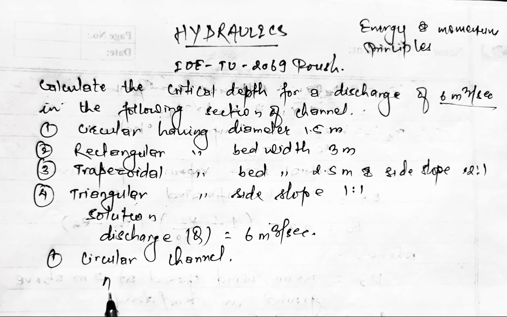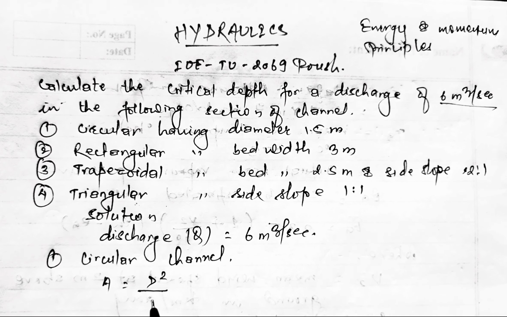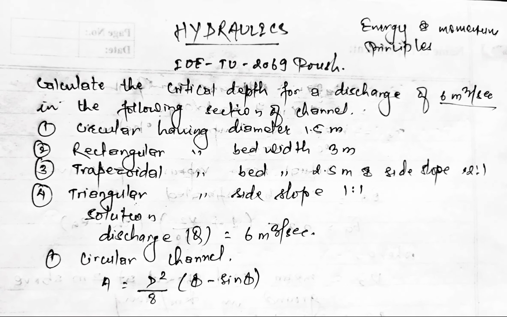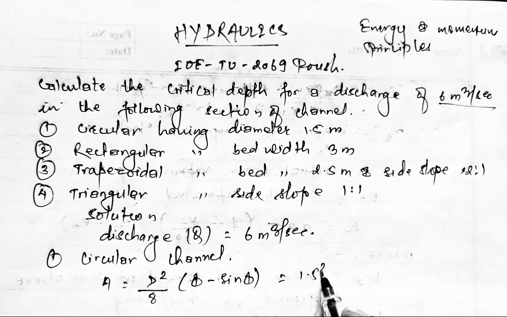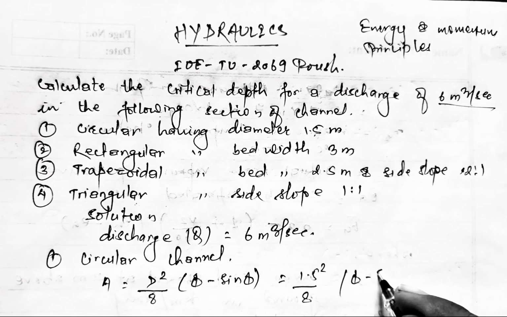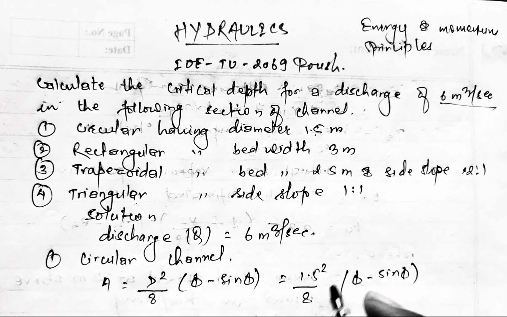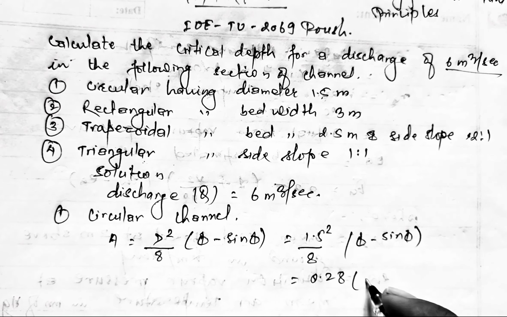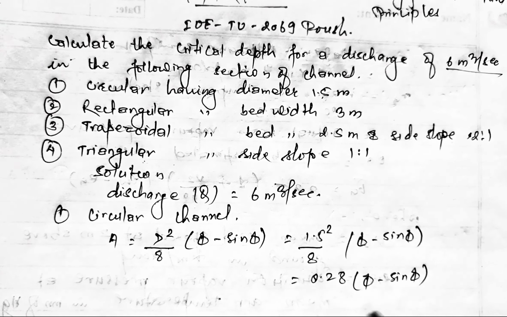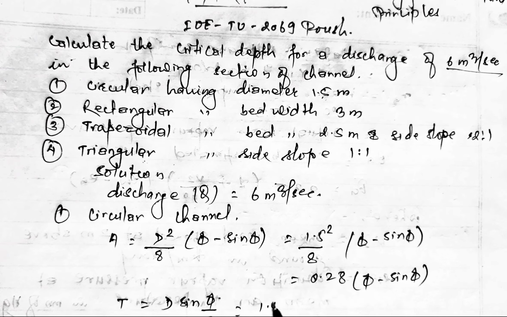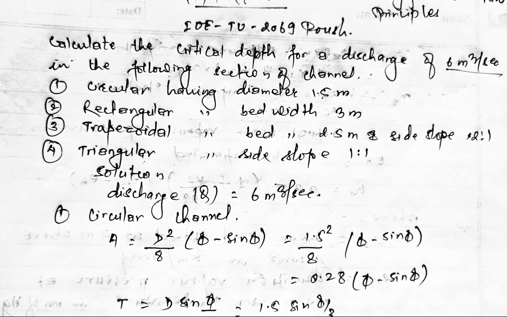The area of the circular channel can be given as A equals D square divided by 8 times phi minus sine phi, which equals 1.5 whole square divided by 8 times phi minus sine phi, when the diameter is 1.5, equals 0.28 times phi minus sine phi. And the top width T equals D sine phi divided by 2, equals 1.5 sine phi by 2.